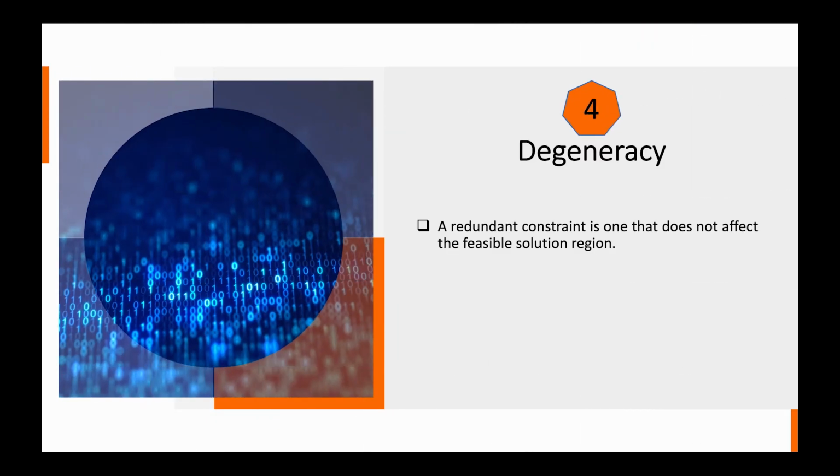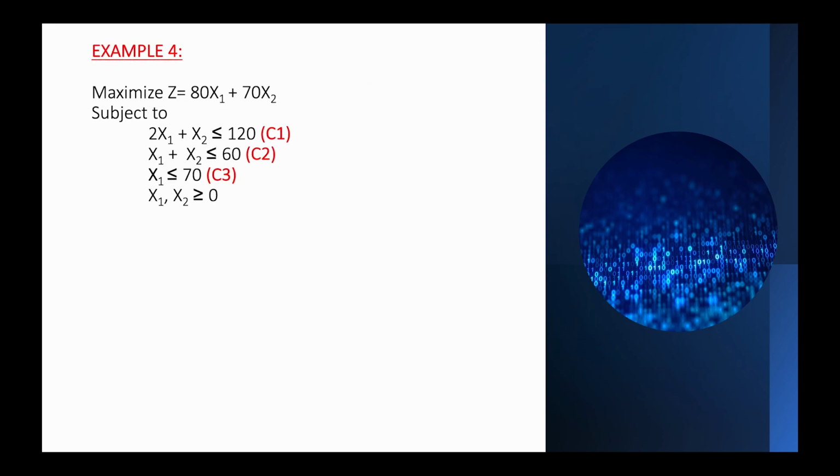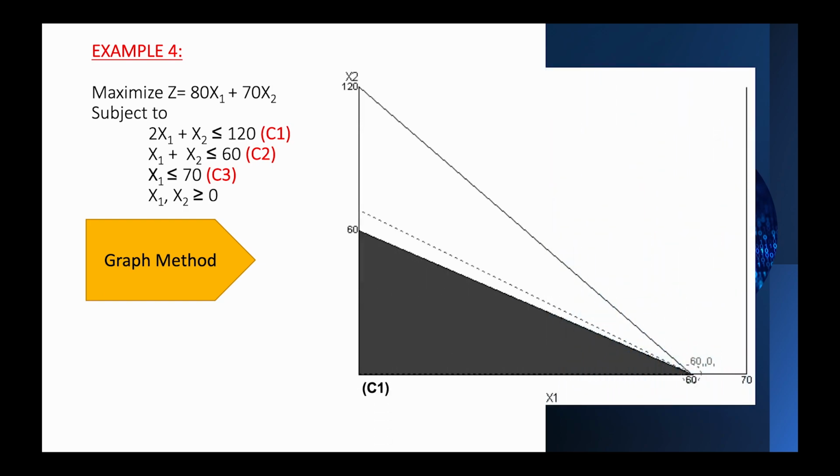The last special case in linear programming is degeneracy, where a redundant constraint is one that does not affect the feasible solution region. Example number 4, we have 3 different constraints, and based on the graph method, constraint number 3 is considered a redundant constraint.